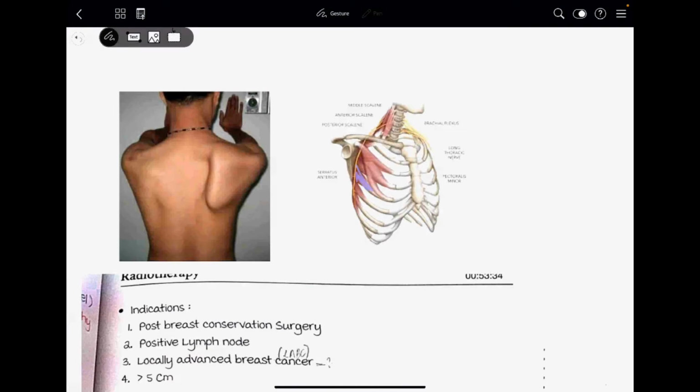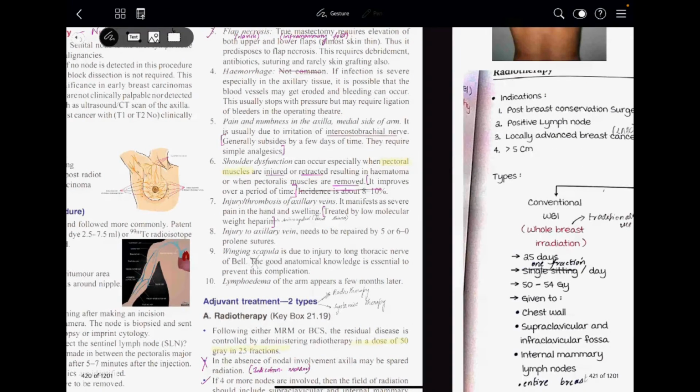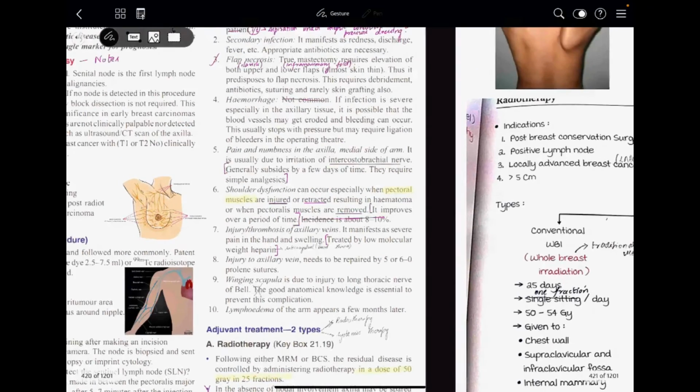So hence, which is attached to the scapula and the rib. These muscles will stop working, hence it will lead to winging of scapula. Lymphedema of the arm. Like I have told, if you remove the axillary lymph nodes, there won't be any way for the lymphatics from the arm and the breast to drain. So there will be lymphedema of the arm.